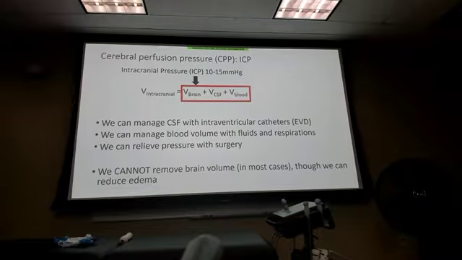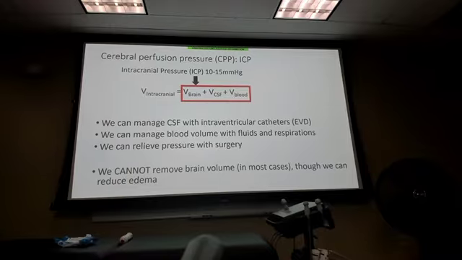So we're talking about intracranial pressure. That's the volume inside the head. That's the blood, your CSF, your brain matter. So it's the brain plus the CSF plus the blood. Can't do anything about the brain. Can't take away, can't give more. The brain matter is something that we just can't do anything about.